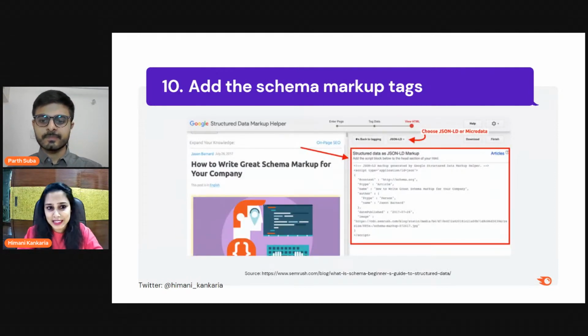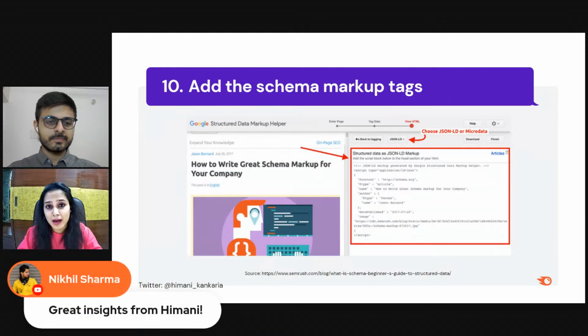Let's move on to my last step in this process, which is adding the schema markup tags.